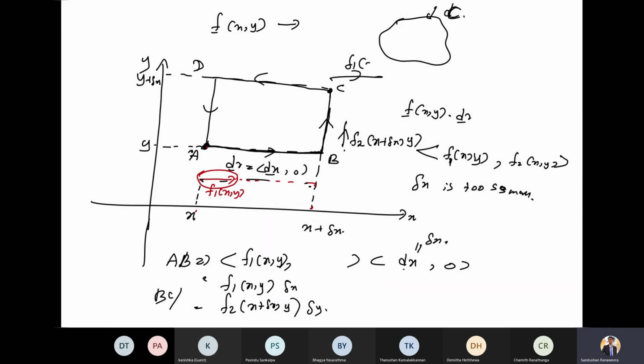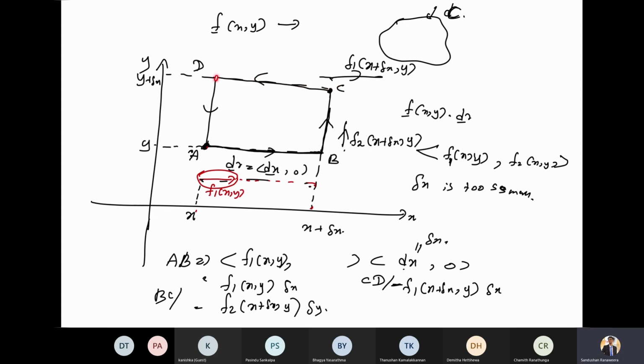It is f1(x, y plus delta y), and you multiply it by delta x, but your direction is reversed. Now you have a minus sign. It means in the CD path, you have f1(x, y plus delta y) times delta x with a minus sign, because the direction is reversed. You are going in the minus direction.